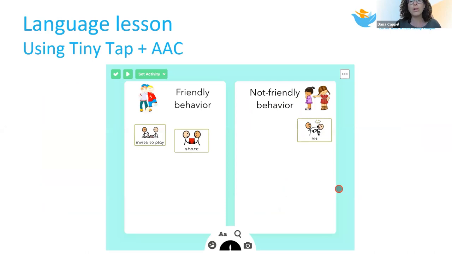So in order to do that, we use AAC supports in many different ways. And I'm just going to show you a few different examples. Now, this can be done with whatever AAC software you use. I'm just going to show examples from Grid because that's what we use.